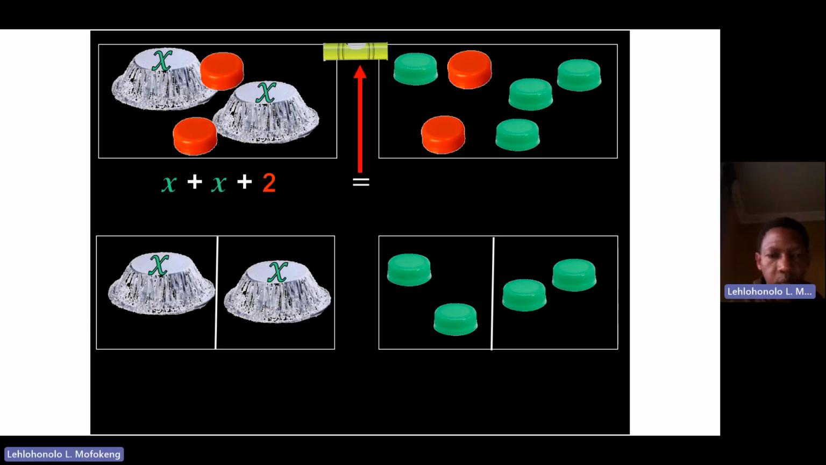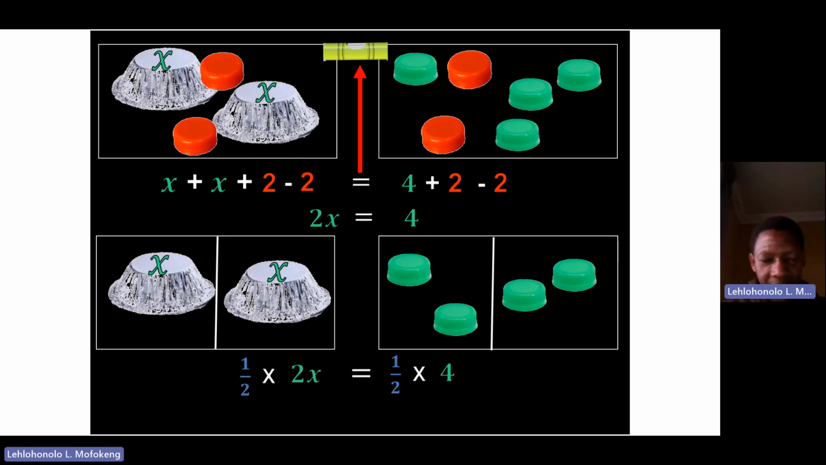Right. And then there we go. 2x plus 2 is equal to 4 plus 2. Adding the additive inverse of 2, which is -2, on both sides, we will get 2x equals 4. And then going forward, we have to multiply by the multiplicative inverse of 2, which is half. Therefore, if we take half on both sides, we are left with x equals 2.